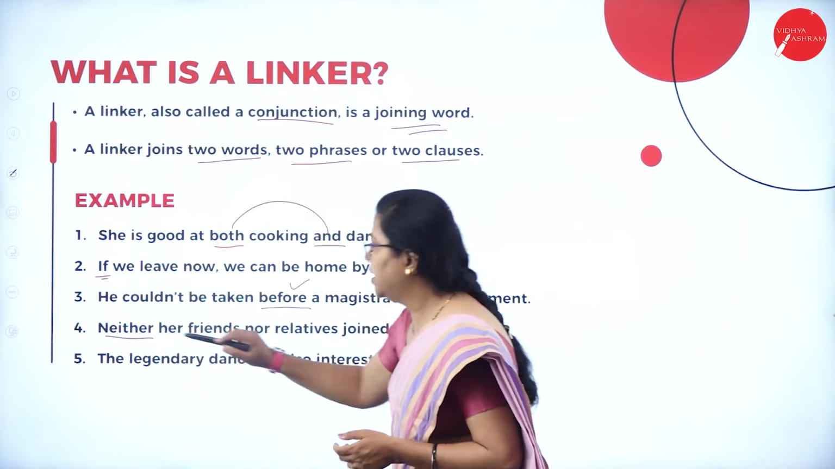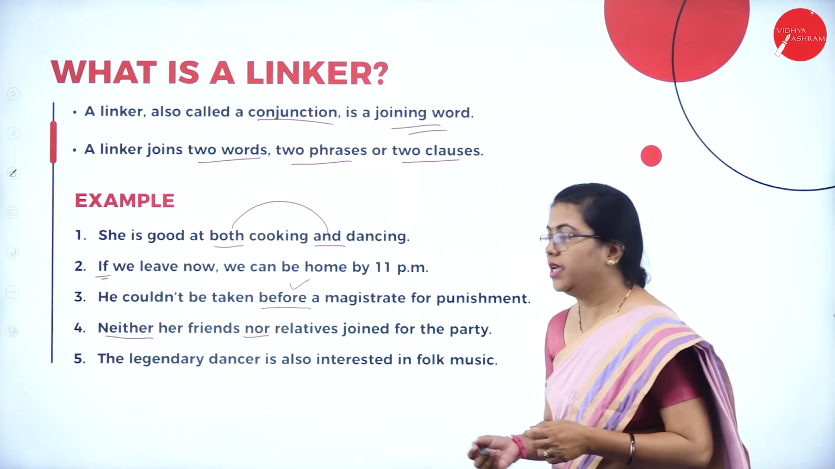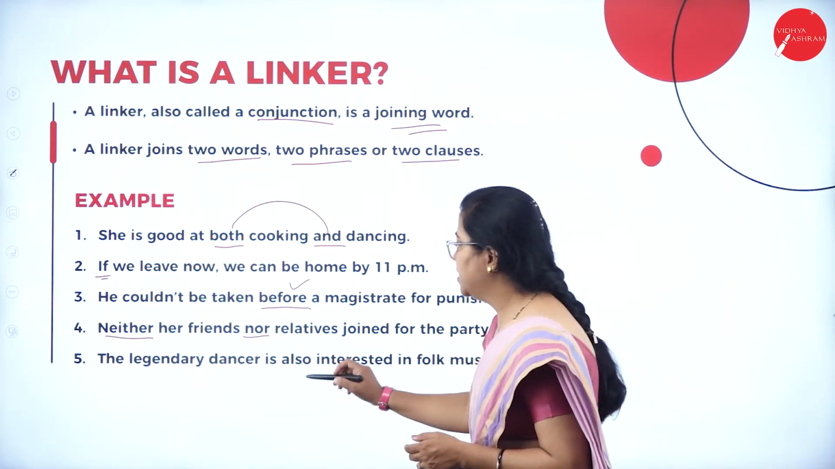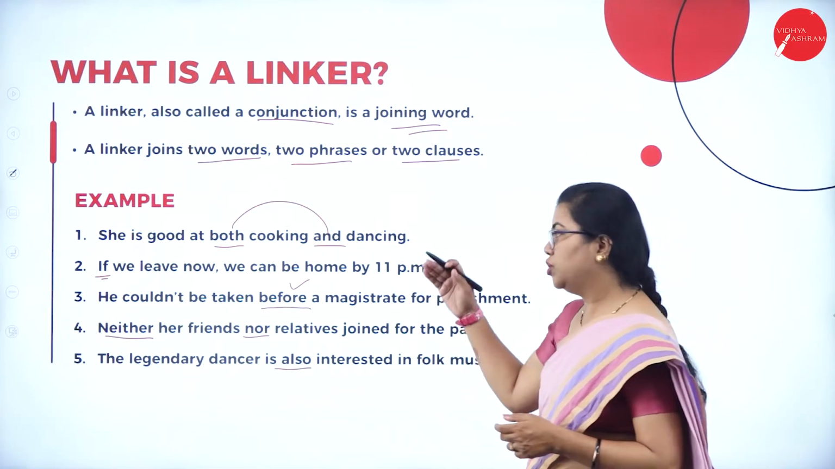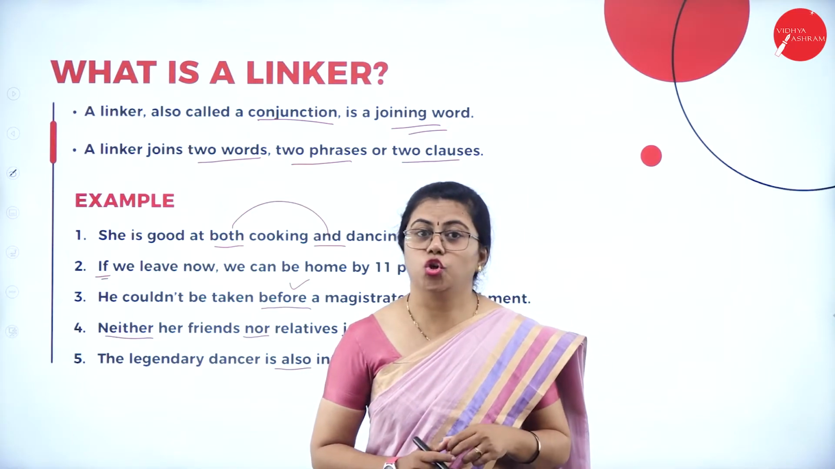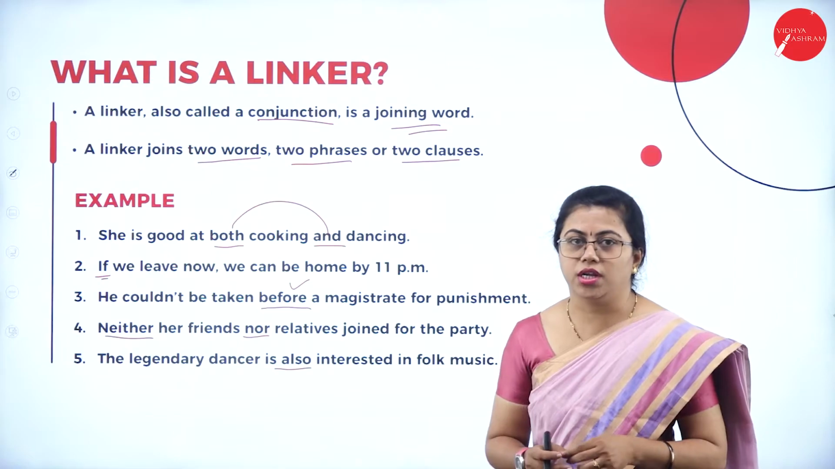Like neither her friends nor her relatives joined for the party. So neither nor is a set of conjunctions. The legendary dancer is also interested in folk music. So these are a few example sentences which have linkers or conjunctions in them. So you have a basic idea of what conjunctions are.